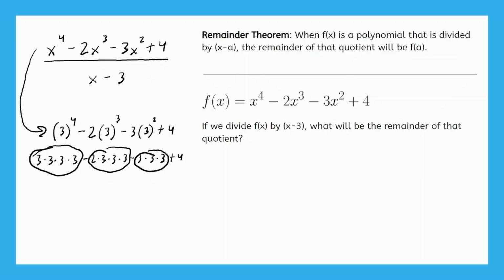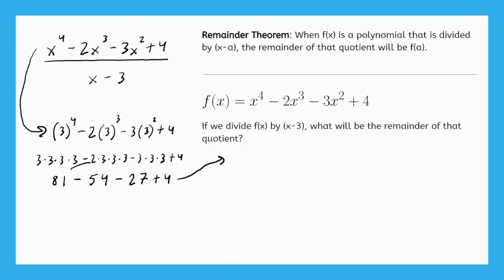So 3 times 3 is 9, times 3 is 27, times 3 is 81. So that first part is 81. Now this second part is 2 times 3 is 6, times 3 is 18, times 3 is 54. So we have 81 minus 54. After that we have 3 times 3 is 9, times 3 is 27. So we have 81 minus 54 minus 27. And lastly, plus 4.